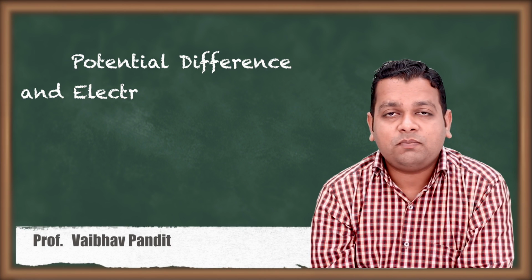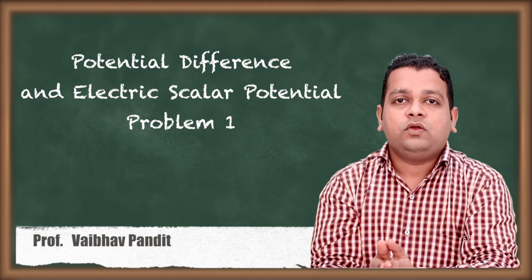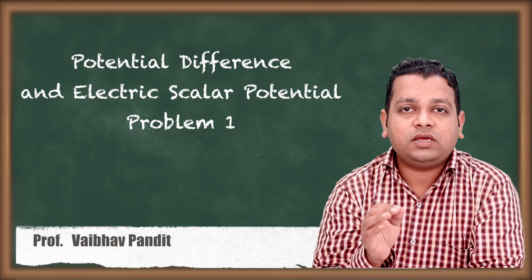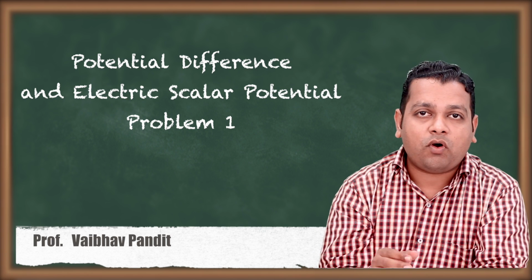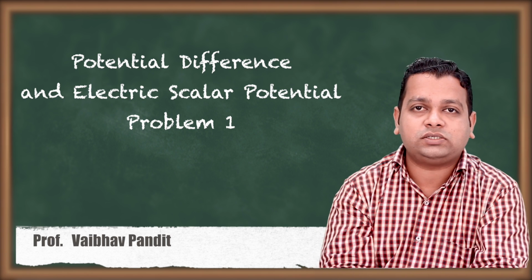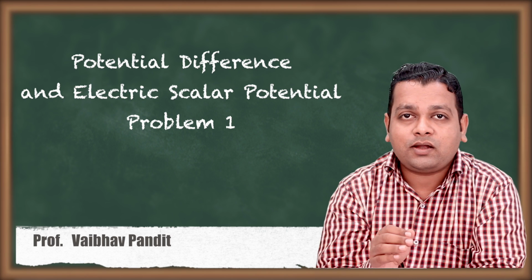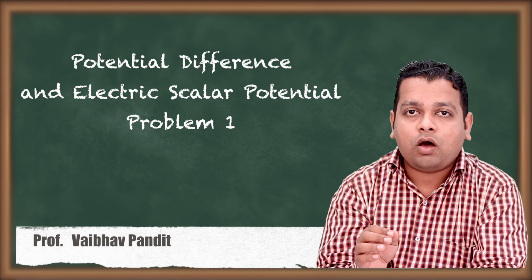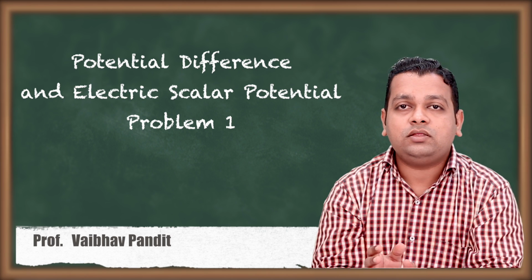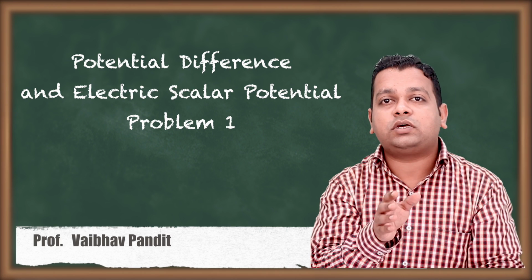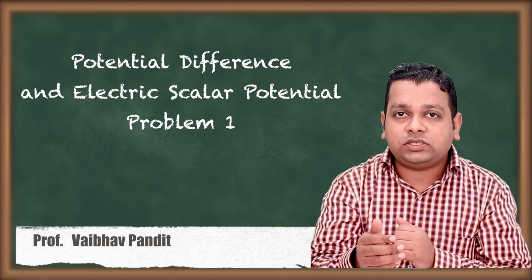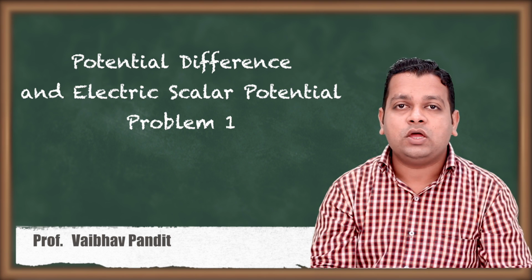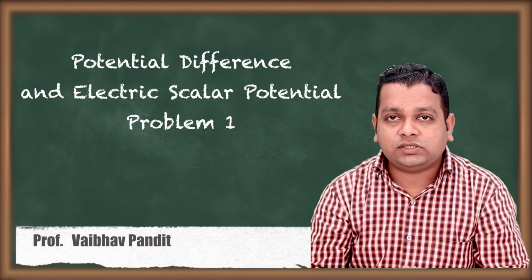Hello friends, welcome back to Electromagnetic Field Theory. We are in chapter number 4, Energy and Potential. In the previous video, we have seen the concept of absolute potential, or we can say electric scalar potential, of a certain test charge in the electric field produced because of another source charge. And if the position is changed from one place to another place, what we call the potential difference.